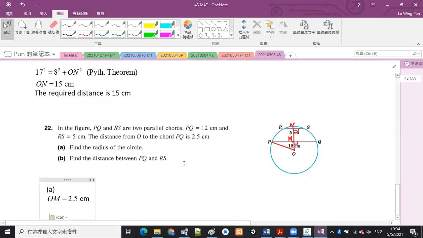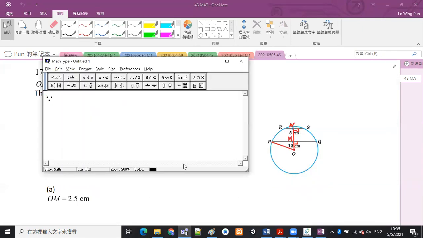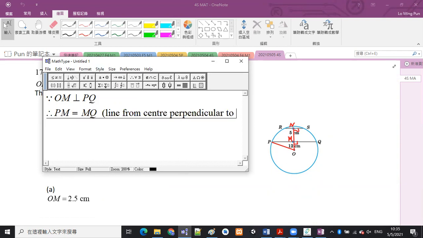And then, because OM is perpendicular to chord, it's a line from center perpendicular to chord. So it will bisect the chord PQ. That is like this. Because OM is perpendicular to chord PQ, therefore, we can have the result PM equals MQ. Okay? And this is line from center perpendicular to chord bisects chord. And they are both equal to 12/2. That is equal to 6 cm.